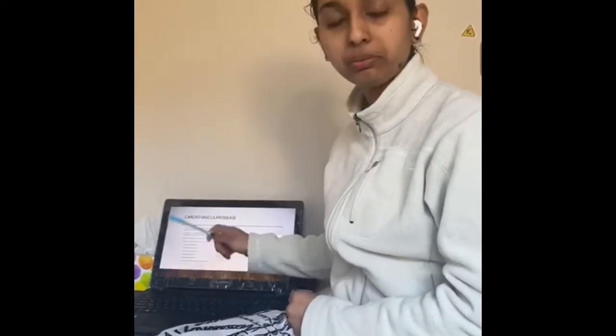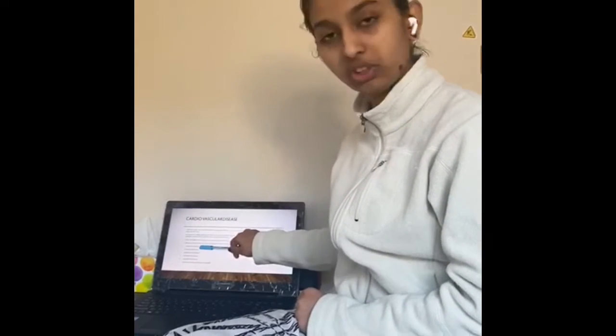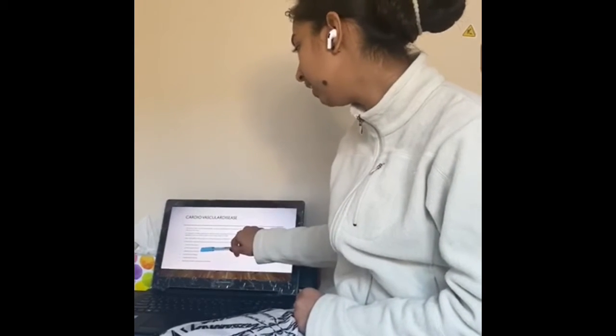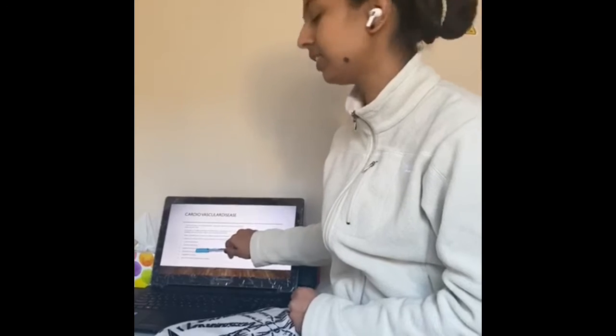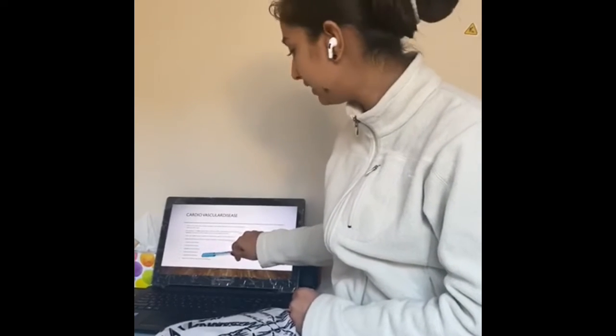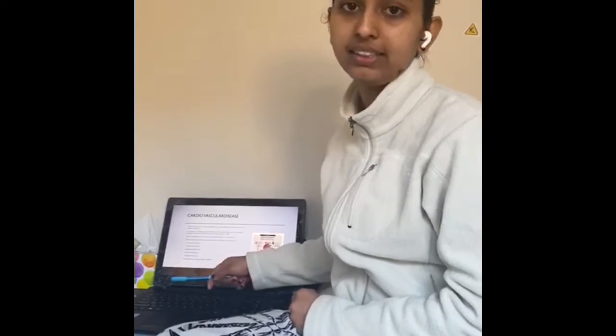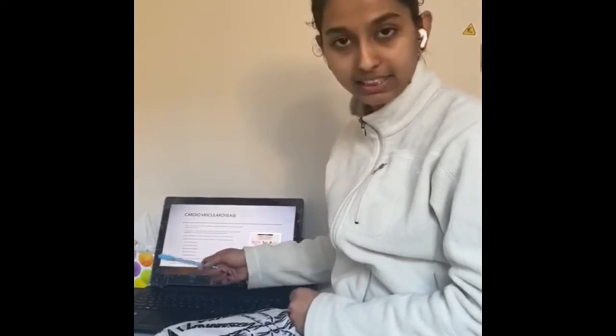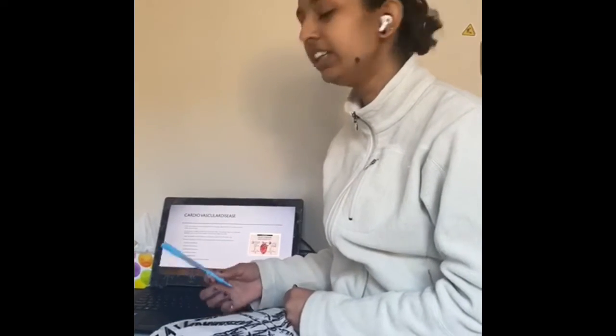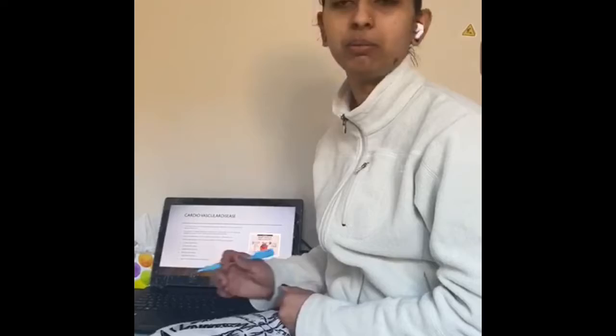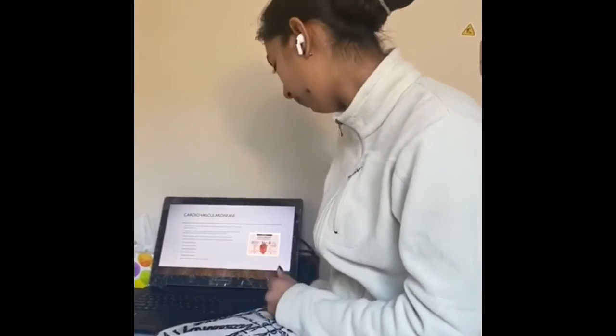There are lots of problems that occur: the first is coronary heart disease, the second is cerebrovascular disease, the third one is peripheral arterial disease, the fourth one is rheumatic heart disease, the fifth one is congenital heart disease, and the sixth one is deep vein thrombosis and pulmonary embolism.